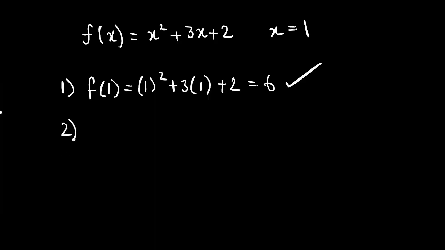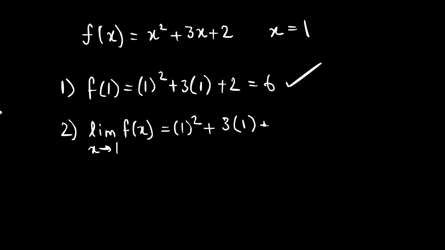Now what about the second one? For the second one, we need to find the limit as x approaches 1 of our function f of x. Again, this is a polynomial, so we can use direct substitution here. Using direct substitution will just give us the same answer that we got here, but to show our work, we use direct substitution and we will get 6. And so the limit exists.